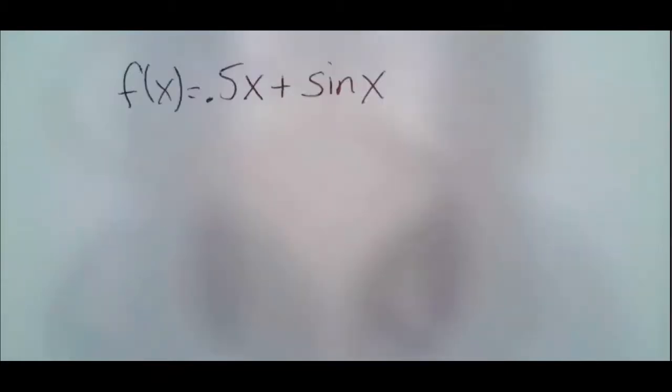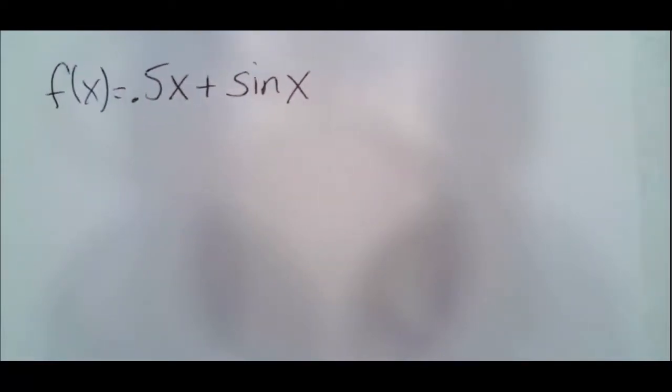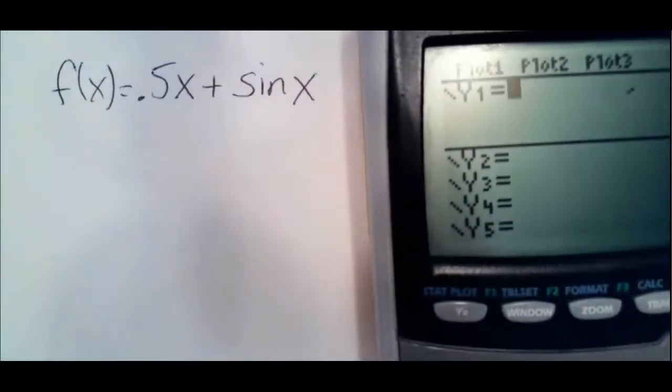I'd like everyone to go ahead and copy this composite function down. F of x is equal to 0.5x plus sine x. Now, if you were to graph this, look what would happen. You're not actually going to graph these for your answers, but I just want to show you what this looks like. So I have 0.5x plus sine x, graph.